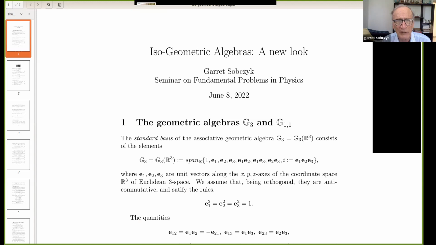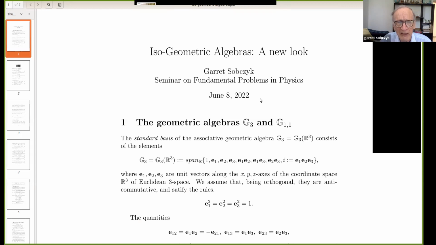Page, I think, of the paper, and now the title page. Okay, so I'm not really sure if this is really an isogeometric algebra, but it seems to satisfy the criteria, and it is closely related to the idea of an isogeometric algebra. So let me just start then.